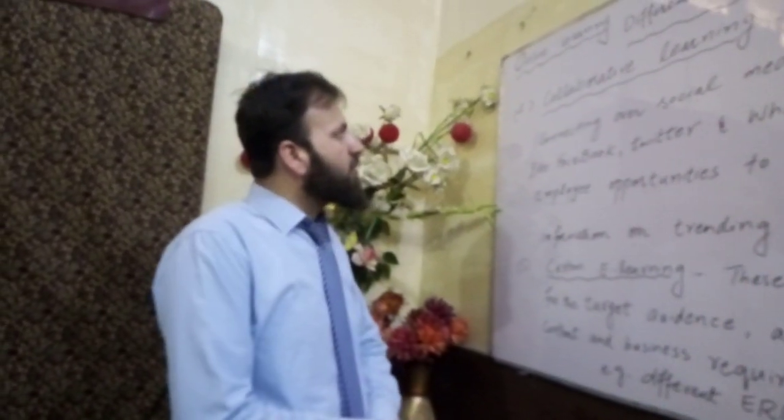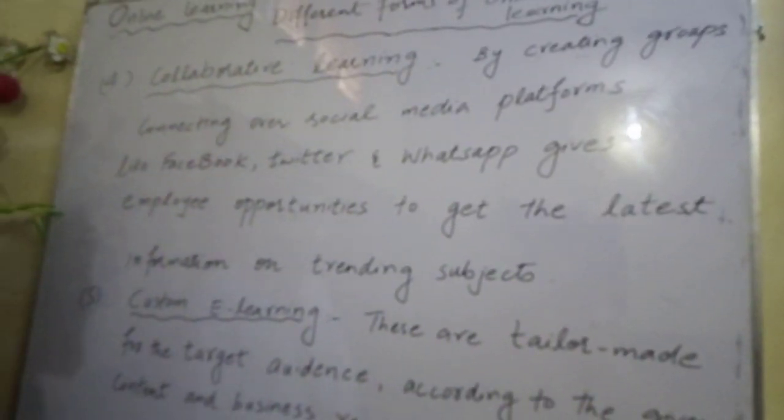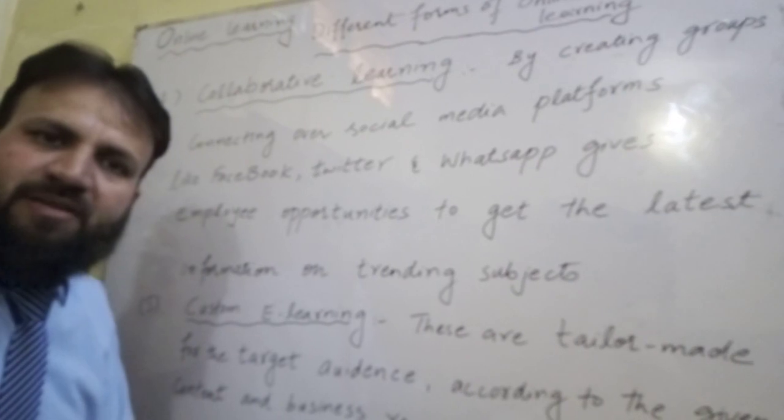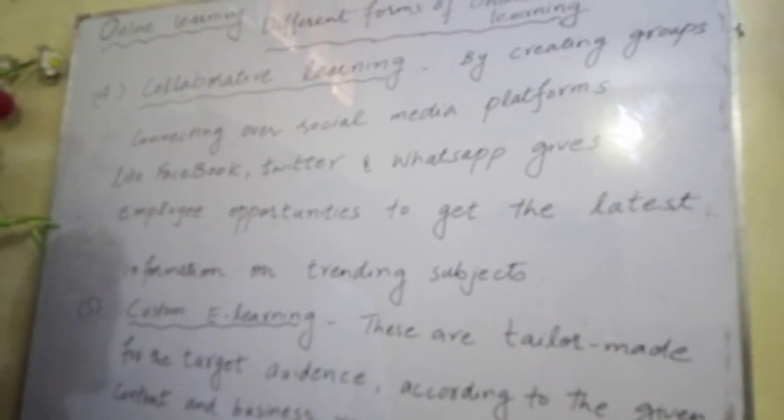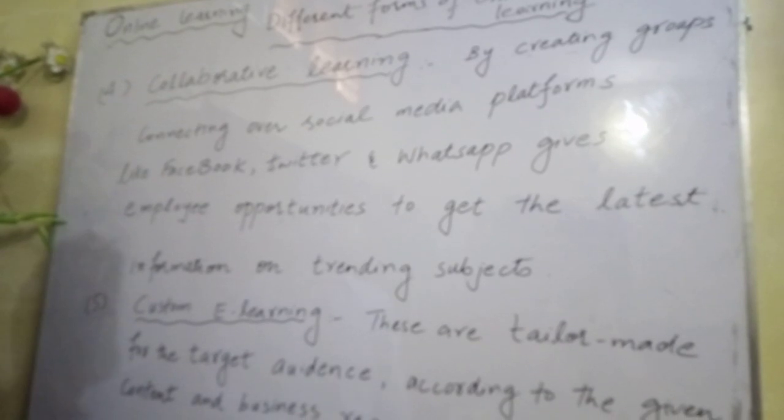Next, number 4, collaborative learning. That is, we create groups to get the latest information on trending subjects. The definition is: creating groups connected over social media platforms like Facebook, Twitter, and WhatsApp gives employees opportunities to get the latest information on trending subjects.